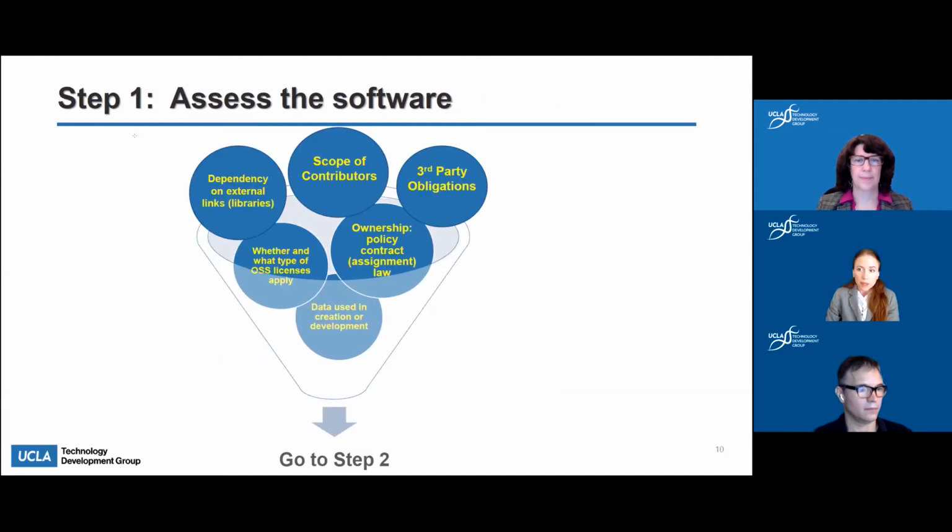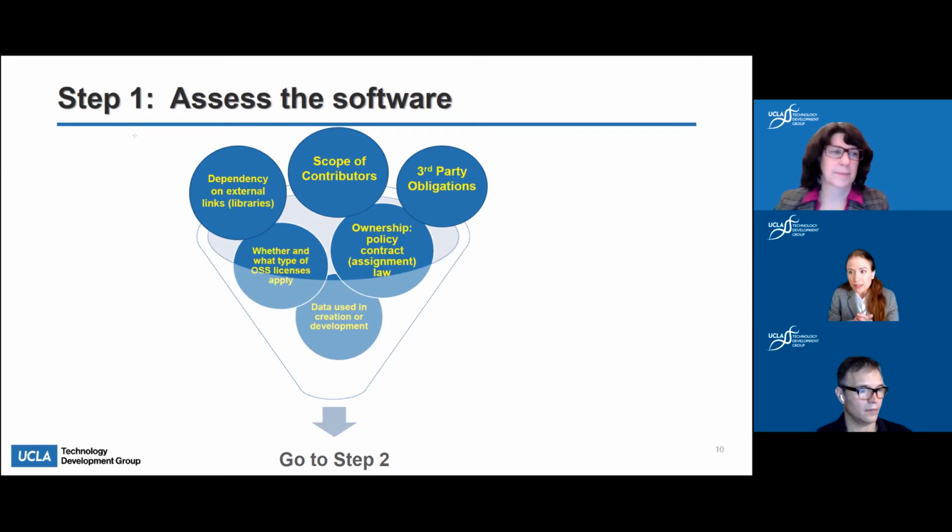So just to give a little insight into how we process it at TDG, we look at all of these factors, these little balls that we can kind of funnel through to see if we can commercialize it, all these questions that we ask ourselves. Who are the contributors? Does it link to any external libraries? And if it does, can we rectify that or figure out a way for the licensee to get access to that library? Are there any third-party obligations that remain unfulfilled, or did we cross and check those boxes off?